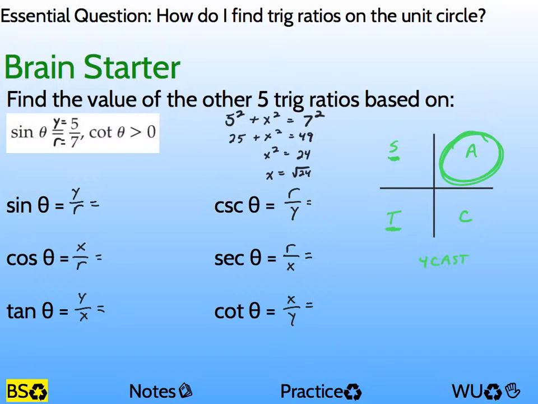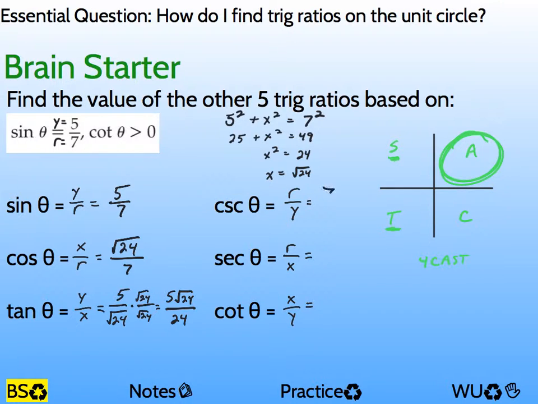So now we just have to fill in our ratios, knowing that x is the square root of 24, y is 5, and r is 7. In this case, they already gave us sine, which is 5 over 7. Cosine is x, square root of 24, over r, 7. Tangent is the y value of 5 over the x value of the square root of 24. But we can never leave a square root in the denominator, so we have to multiply by square root of 24 over square root of 24, which will give us 5 root 24 over 24.